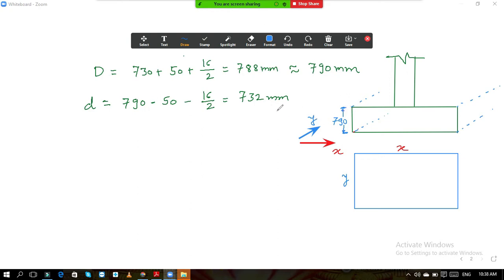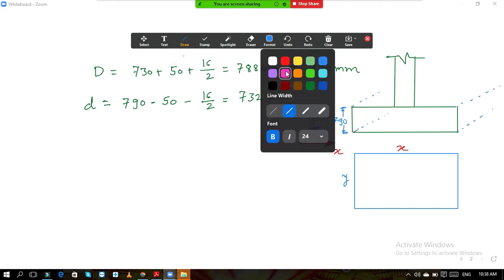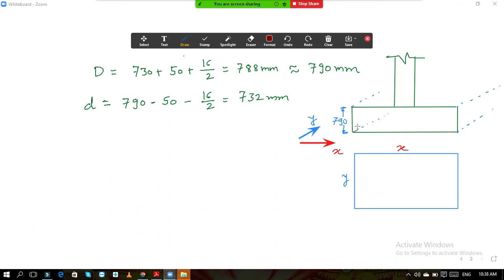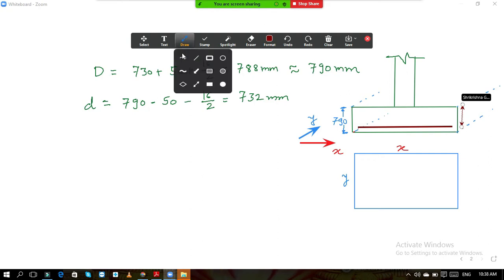Okay. So 732 means from top, you minus clear cover and bar diameter. So if I draw that, here the bar will be somewhere here. This is the bar. And if we measure it from top up to the center of this, this dimension is nothing but 732. So this is in x direction. This 732 depth is the effective depth in x direction.